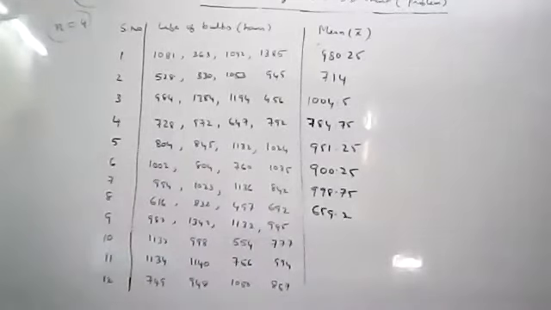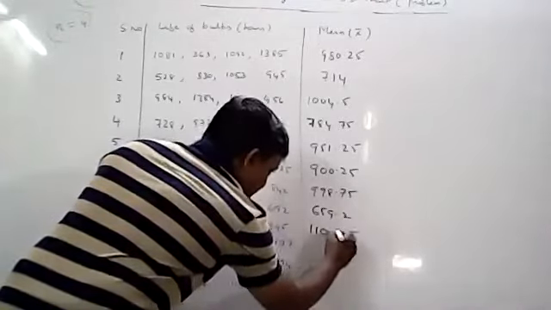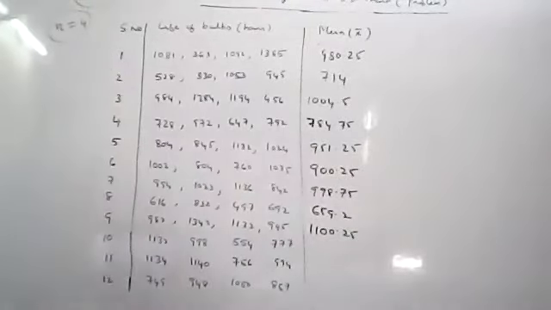659.2. Next, we are coming to the ninth sample. 982 plus 1342 plus 1132 plus 945, equal to button, and then divide by 4. If anyone got the answer, please respond. Yeah, 1100.25. Yeah, next we are coming to the 10th sample.